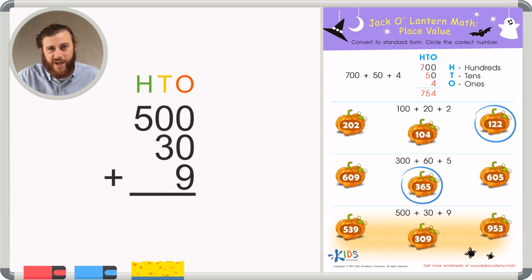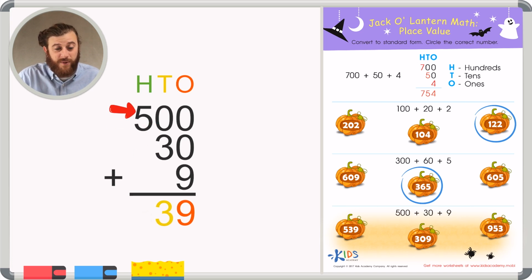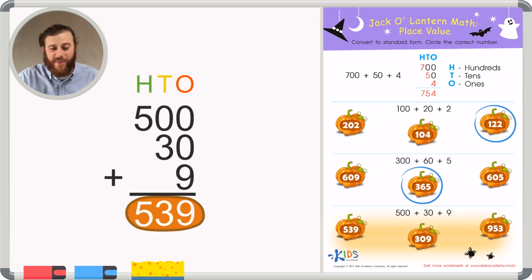When we add these numbers up, you can see adding is as easy as the other two examples. 9 plus 0 is 9, 3 plus nothing is 3, and 5 plus nothing is 5. It's quite easy to read this number in standard form. We have 539, our first answer choice.